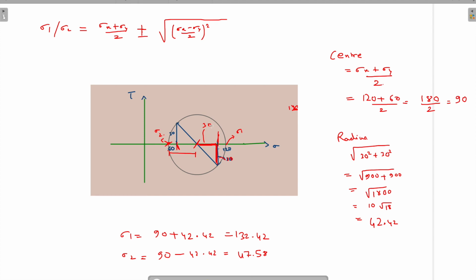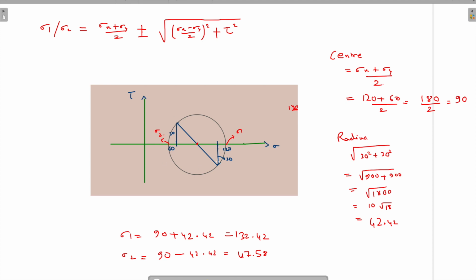This will give you this distance, plus tau square. This is nothing but Pythagoras theorem. We are applying the Pythagoras theorem to find the radius. So this whole thing will give you the radius. If you want, you can learn this formula as well. The formula will be sigma x plus sigma y by 2 plus minus under root sigma x minus sigma y by 2 whole square plus tau square. This will give you the values.